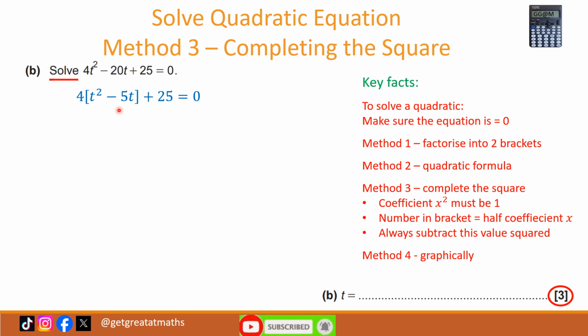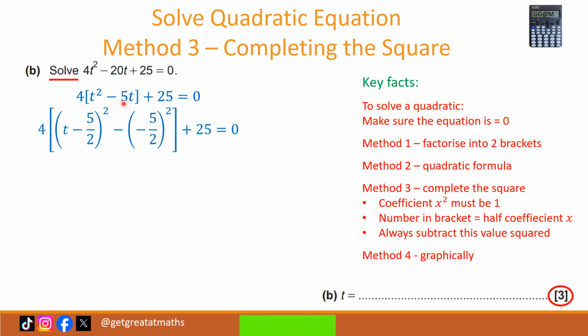Either way, you'll get the same answer. I'm going to show you the slightly more tricky way of using the fractions so you can see clearly where the answer is coming from. So we're going to take this -5 and halve it to give me (-5/2) all squared. Then it's always subtract, and then it's this value that you've just written down here in the bracket. So it's (-5/2) all squared.